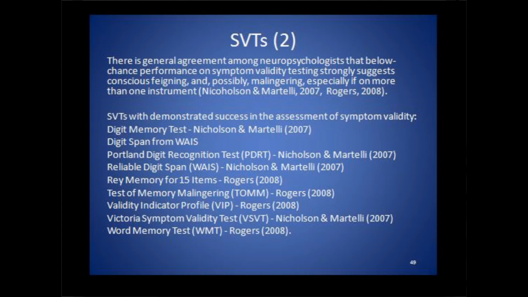I mentioned the Rey auditory memory test. There's also what's called the word memory test. And there are some construction tests that are also used sometimes in this category. Their advantages are, first of all, that they are not self-report. It's not obvious what you're trying to do. And so they add to results from the MMPI and from the SIRS to give you an idea of whether the person is faking or not faking.